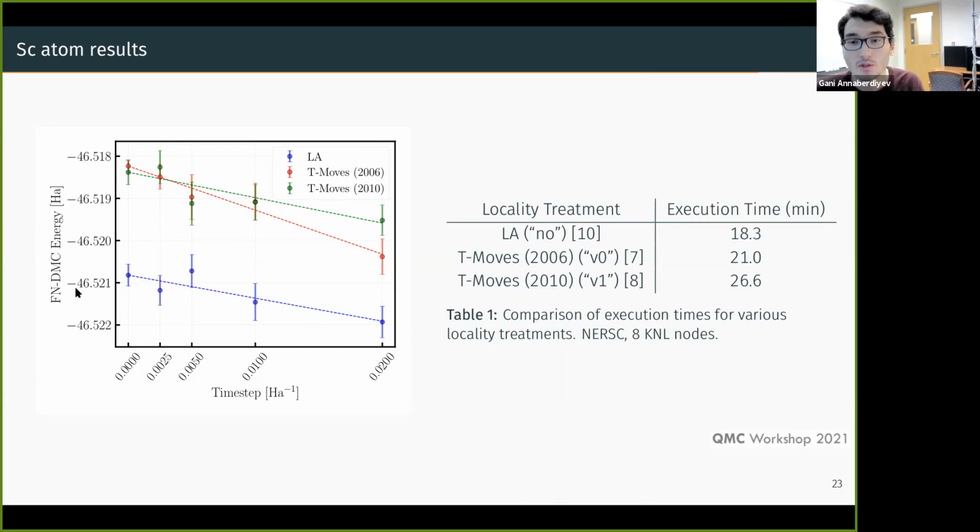And because the locality approximation is not variational, it actually converges to a lower energy. It's also interesting to look at the execution time of these. So I looked at the outputs, and these are the execution times. The locality approximation is of course simpler, so the execution time is small. And as you go to the more sophisticated versions, essentially it gets more expensive. However, because V1 is size consistent, it is recommended to use this version. And as I'll show later, there are other benefits to using that.